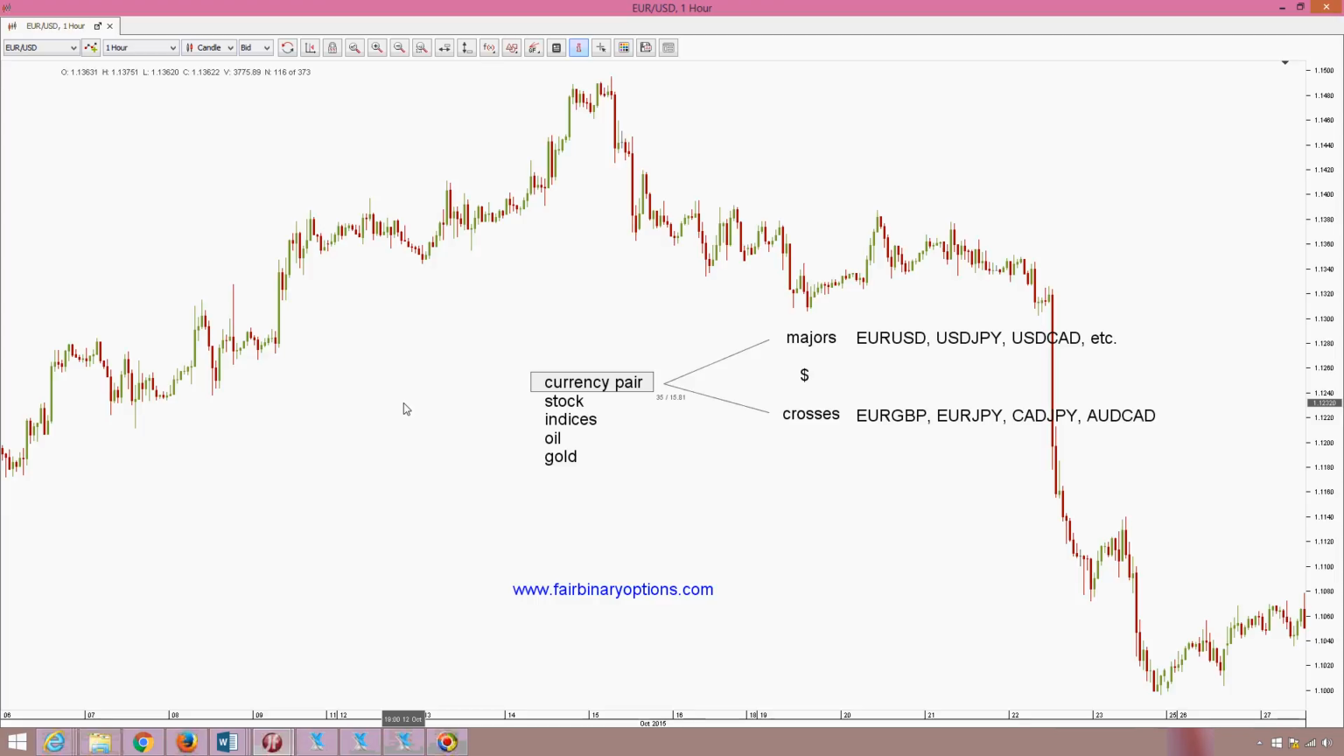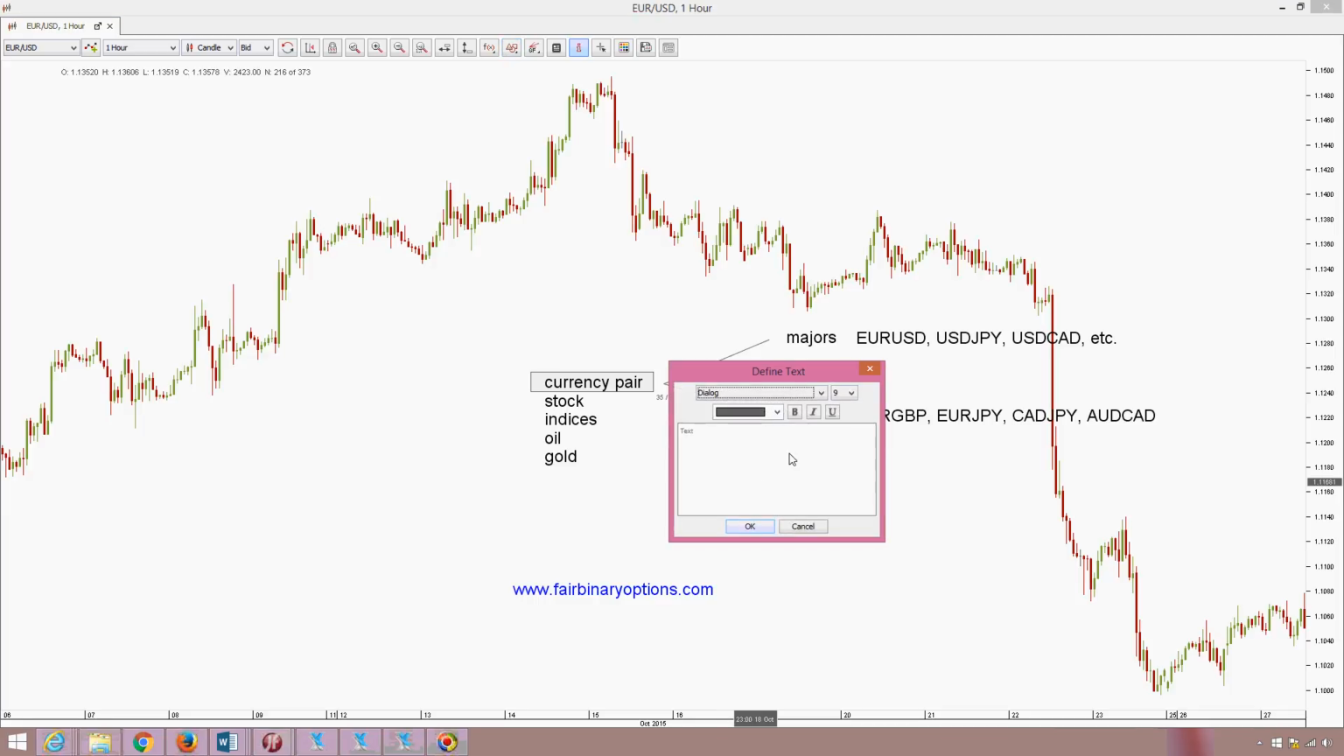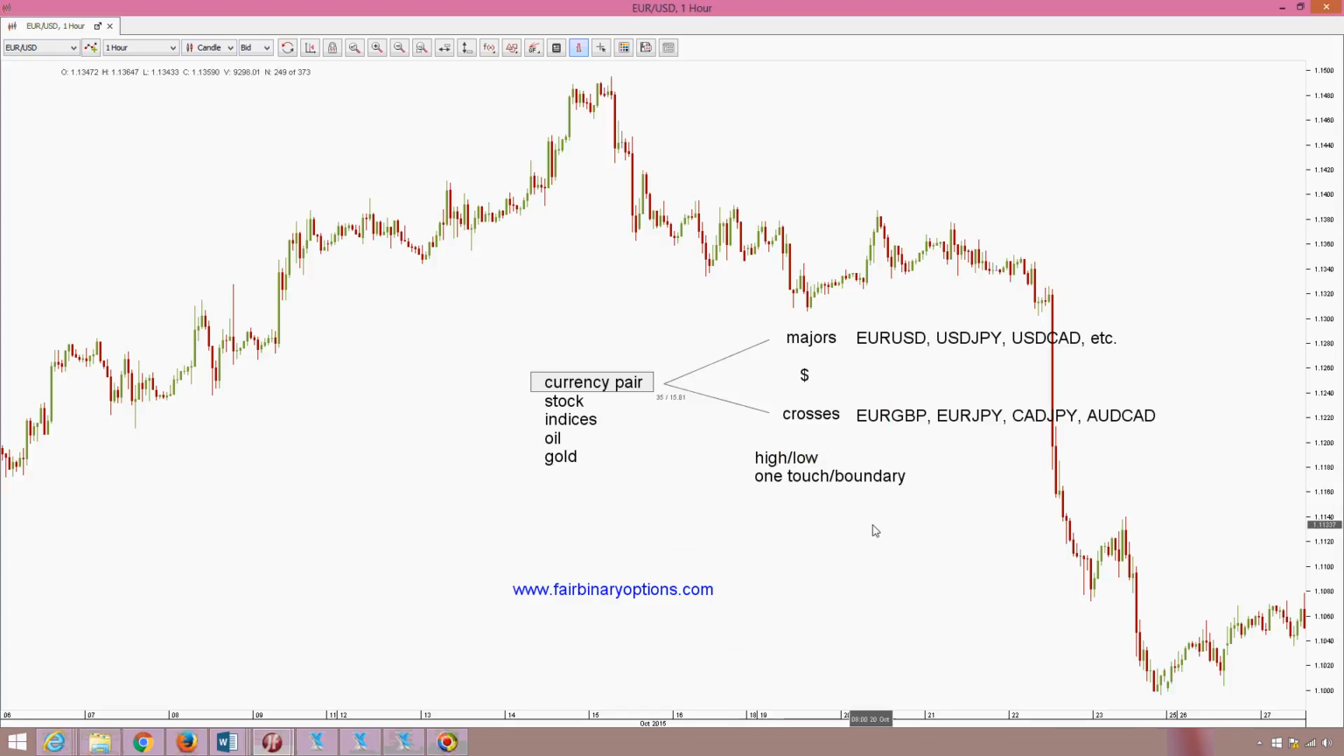The next thing to do is to look at the type of option that one wants to trade. For example, if you trade a high-low option, or if you want to trade, let's say, a one-touch option or boundary. Why is this important? Because each and every one of them should be applied on the currency pair that is about to move, or on the currency pair that is about to range.